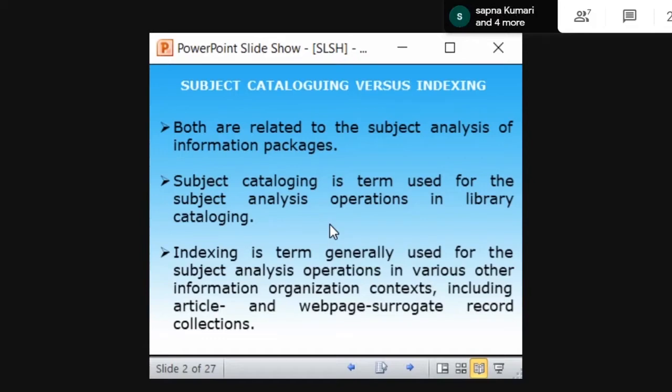So a book on quantum mechanics, you say that, oh, this book is on the subject physics. So we catalog it for easy retrieval purpose. Similarly, we index the thought content of the document. So index is generally used for subject analysis operation in various information organization contexts, including article, web page, surrogates. Surrogates means substitutes, okay, or record collections. So subject analysis is purely for cataloging purposes, subject cataloging. Indexing is keywords or descriptors that are used to represent the thought content of the document.